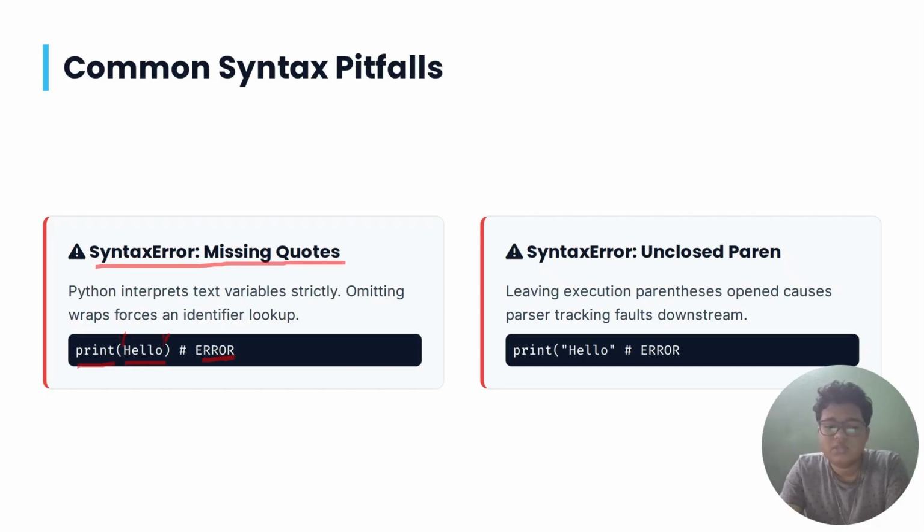There is a syntax error, unclosed paren. What does that mean? We haven't closed the parenthesis or the bracket we have used here. Leaving an execution parenthesis open causes parser tracking to fall downstream. Here we have written print, the bracket is there, hello is there, everything is fine, but we haven't closed the bracket here. Here is the fault. Here we have to close it and it's good to go.